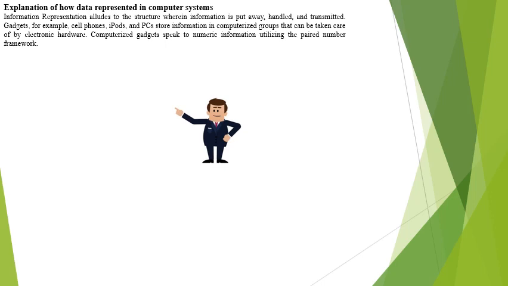So let's talk about an explanation of how data is presented in a computer system. Information representation alludes to the structure wherein information is put away, handled and transmitted. For example, cell phones, iPods, and computers store information in computerized formats that can be taken care of by electronic hardware.